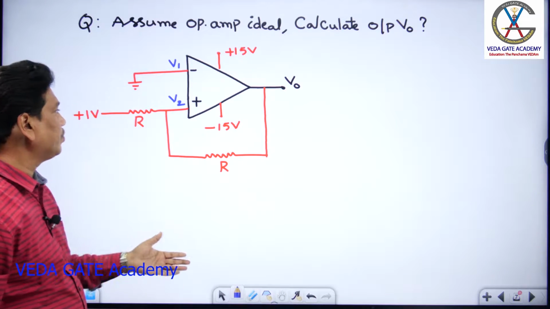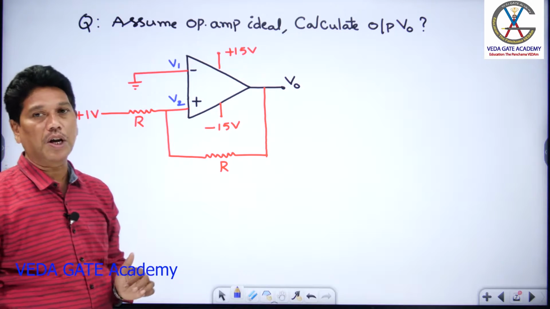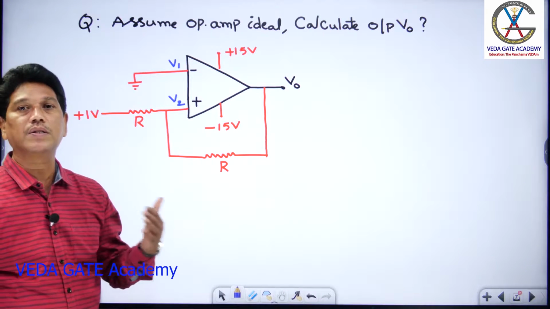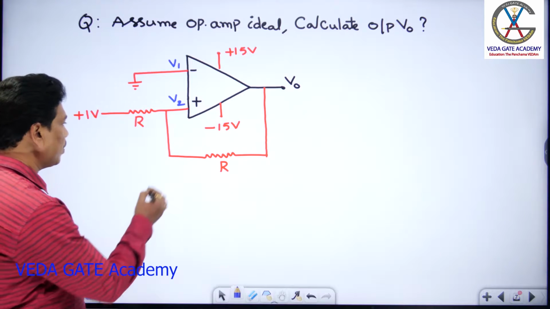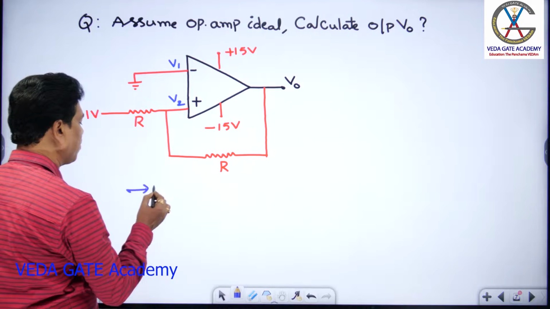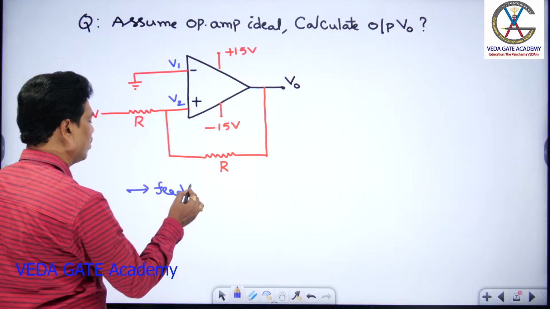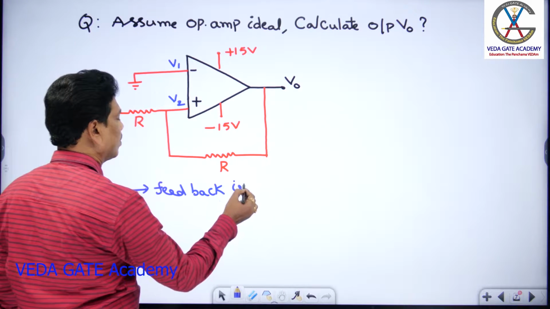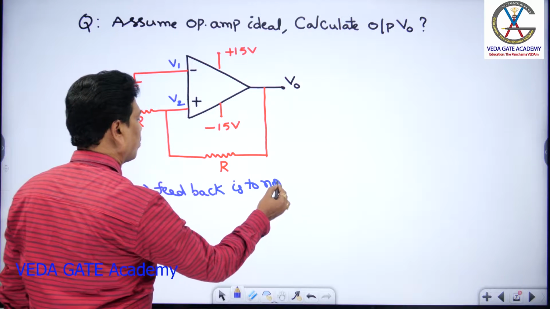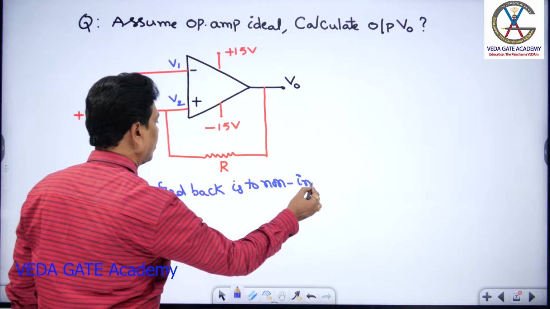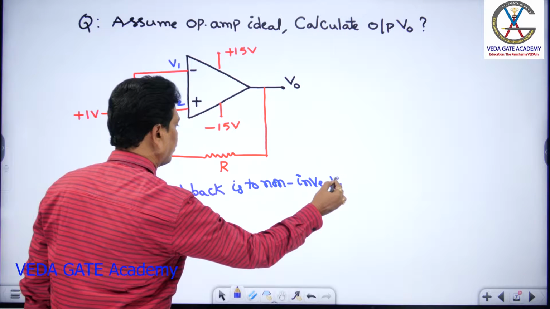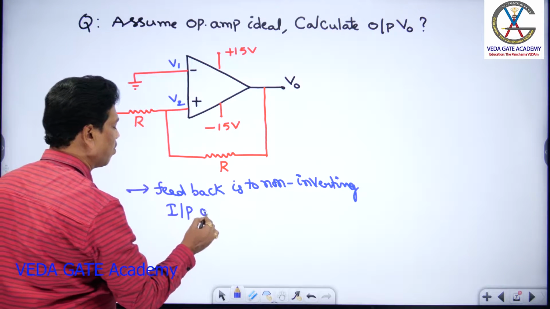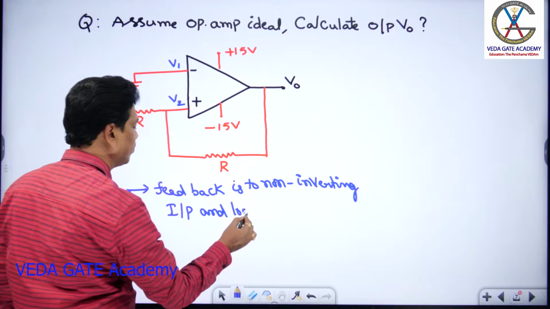Just now I told you, if I give a feedback from output to non-inverting input, it looks like a positive feedback, and thereby the op-amp has a chance to operate in saturation mode, right? See this one now? Feedback is to the non-inverting input, and it looks like positive feedback.